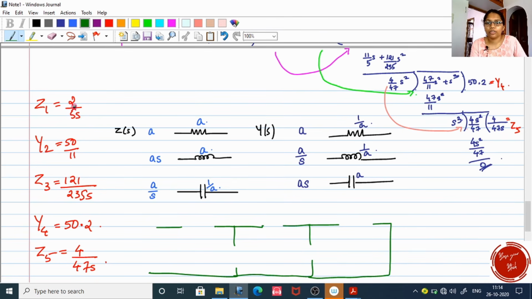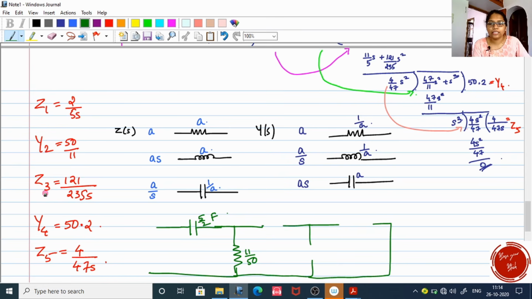Now compare with the z table. So this is of the form 2 by 5s, which means a by s, isn't it? So the a value is 2 by 5 here. Just take the reciprocal of 2 by 5, that is 5 by 2 is the value, and it's a capacitor, 5 by 2 farad. And next is from the y table, it is 50 by 11, so it's simply a number. Take the reciprocal and draw a resistor. It's a resistor of value 11 by 50 ohms.